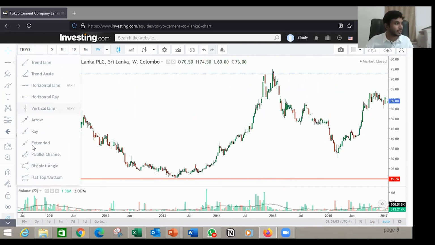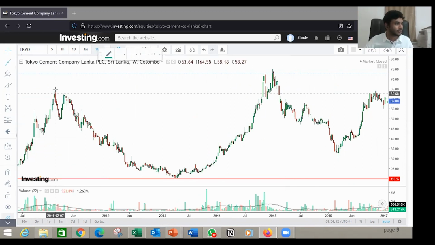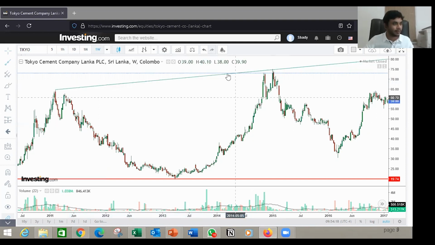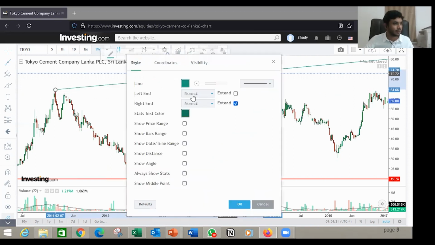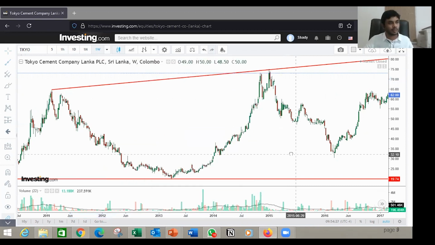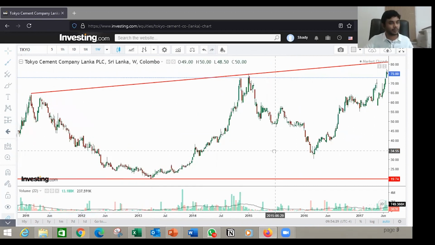So I'll be using the tool called ray, which is where you can connect these 2 points. So I'll connect this peak point and this particular peak point, okay? And then based on that, we will again improve the thickness and see how in future this support can be useful for us.